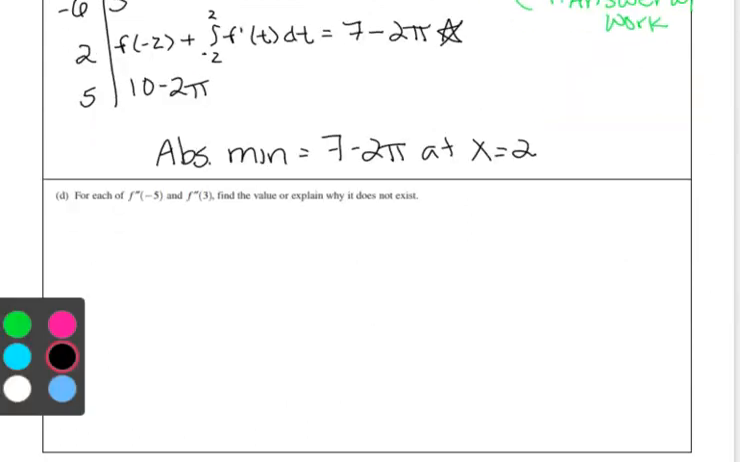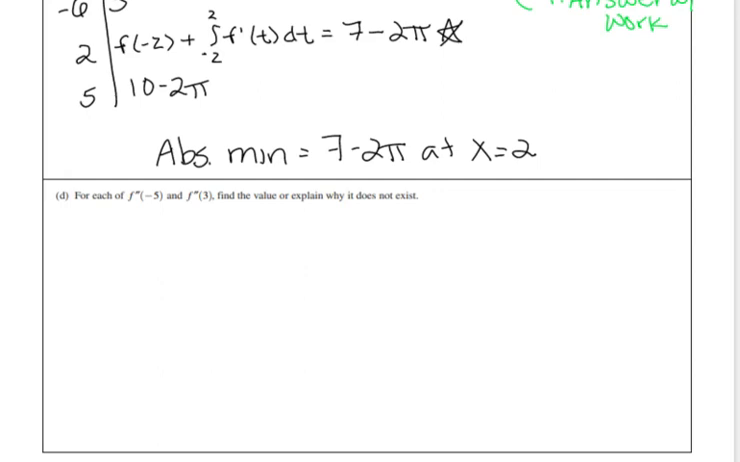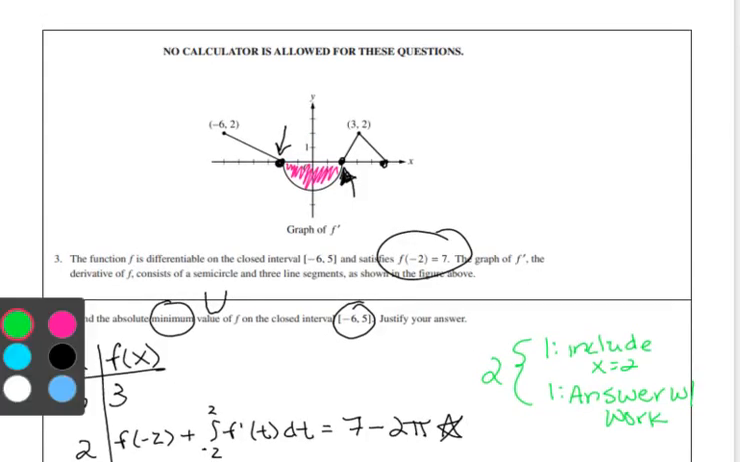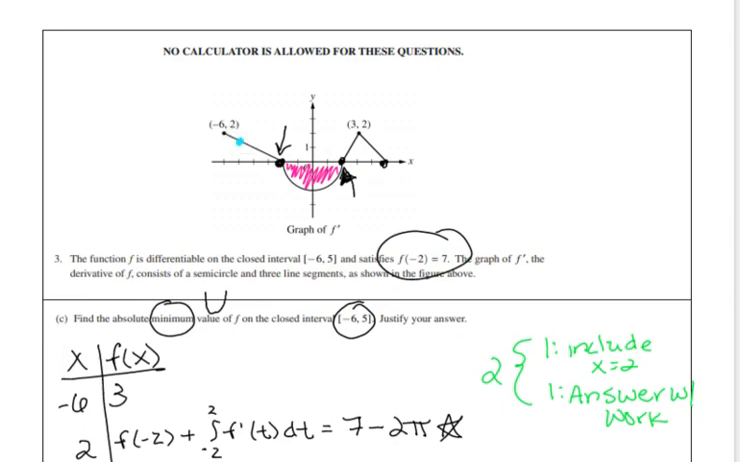And finally, on to part D here. So for each f double prime of -5 and f double prime of 3, find the value or explain why it doesn't exist. Well, we know if we're looking for f double prime, we're going to be looking at the slope of f prime. So if we want to find f double prime of -5, we want to find the slope of f prime at -5. So if we think about where that is, -5 is right here. So we want the slope of f prime at that point right there. That really just means the slope of that line segment that's there.